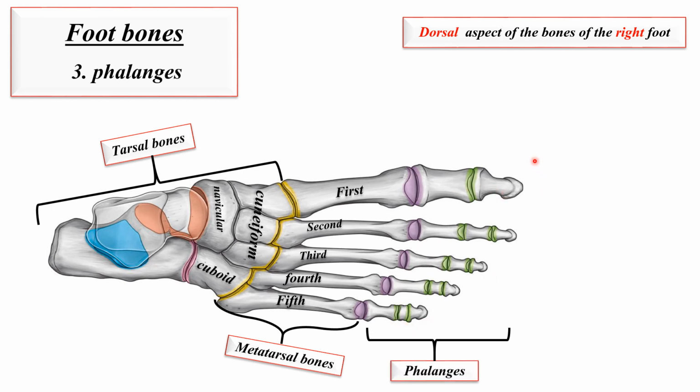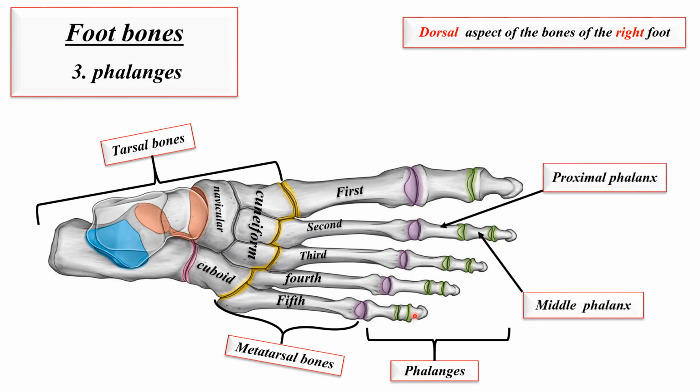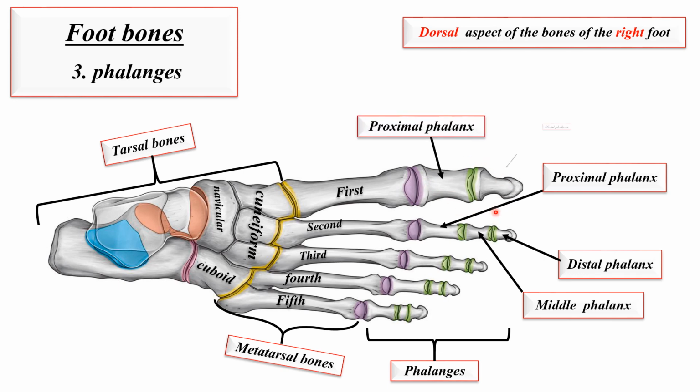As we said, the big toe has two phalanges. It has a proximal phalanx and a distal phalanx, while the rest of the toes, the second, third, fourth, and fifth toes, each one has three phalanges. Each one has a proximal phalanx, middle phalanx, and distal phalanx, while the big toe here has two phalanges: a proximal phalanx and a distal phalanx.